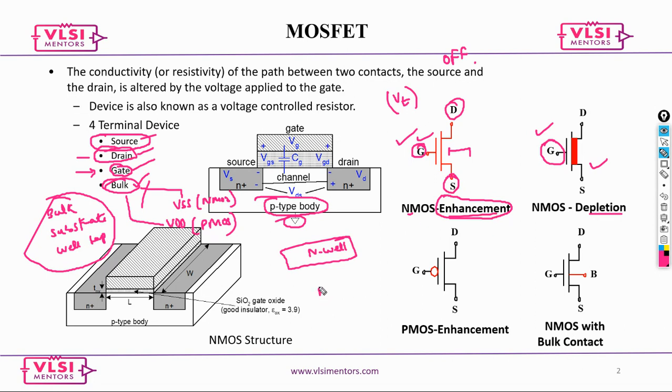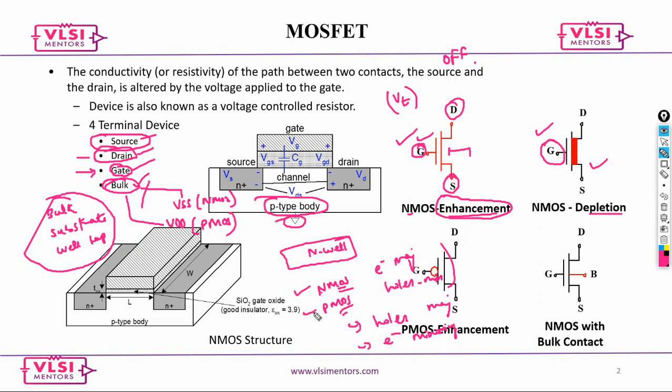Now, coming to the different types of enhancement devices, you have NMOS and you have PMOS. NMOS is basically where electrons are the majority carriers and holes are minority carriers. Now in case of PMOS, holes are majority carriers and electrons are minority carriers. So now having said this, which is going to be faster among these two? NMOS is always going to be faster compared to PMOS, for the same size.